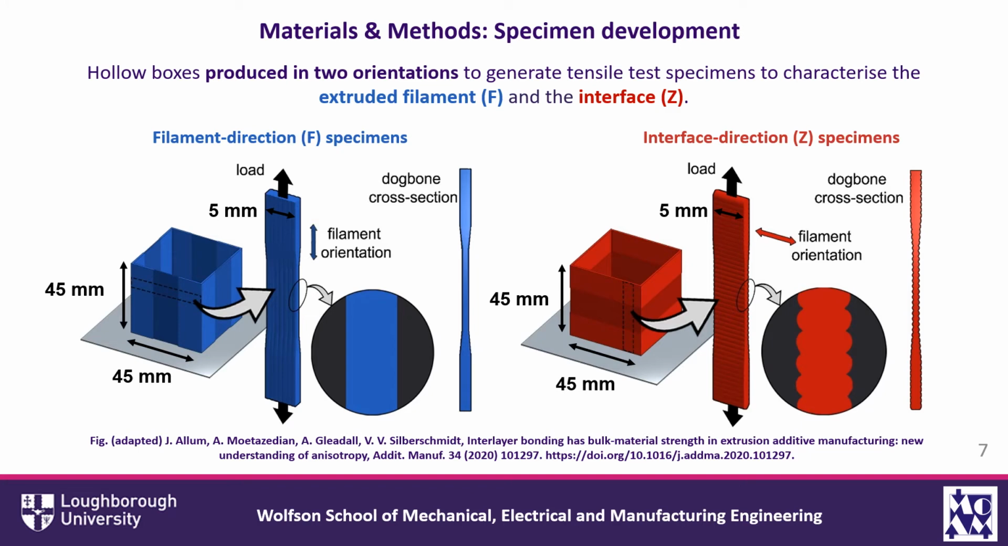In order to characterize the mechanical performance of the filament direction versus the interface direction, we derive specimens from two different hollow box geometries. The blue on the left is a filament direction specimen, and as you can see in the hollow box, the dog bone is in the direction of the filaments, whereas over on the right, the red specimen is for testing the interface direction, and the specimen is derived such that the dog bone is in the interface direction. The specimens otherwise are generated with exactly the same manufacturing parameters and with the same geometries.